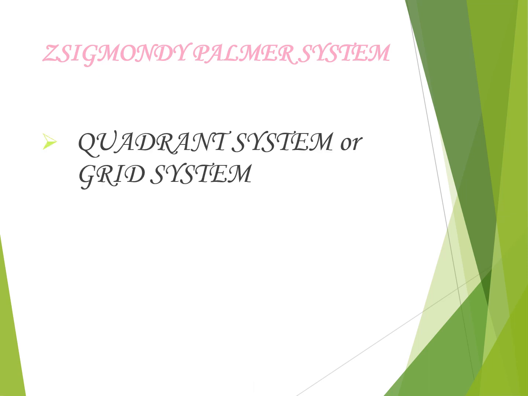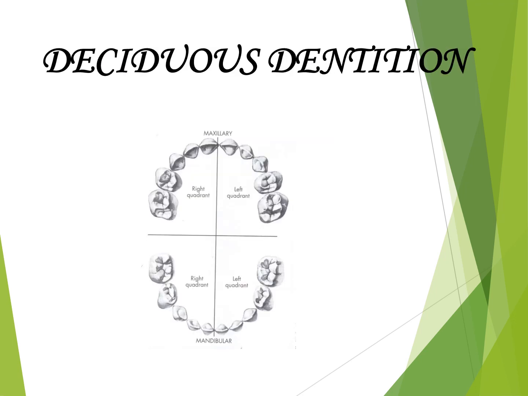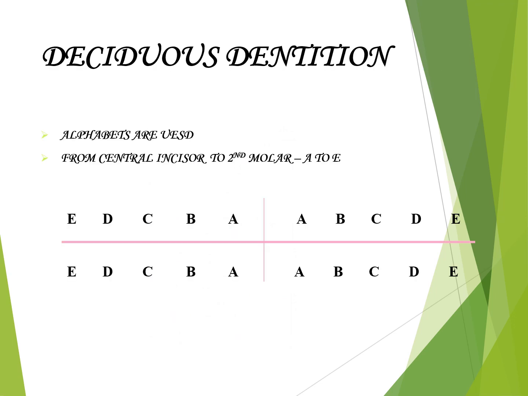It is also called the quadrant system or the grid system because in this numbering system, we divide the jaws into quadrants or grids for easier identification of the right or left side of the maxilla or mandible. So for deciduous dentition, you can see we have divided the maxilla into right quadrant and left quadrant, and the mandible as well into right quadrant and left quadrant.